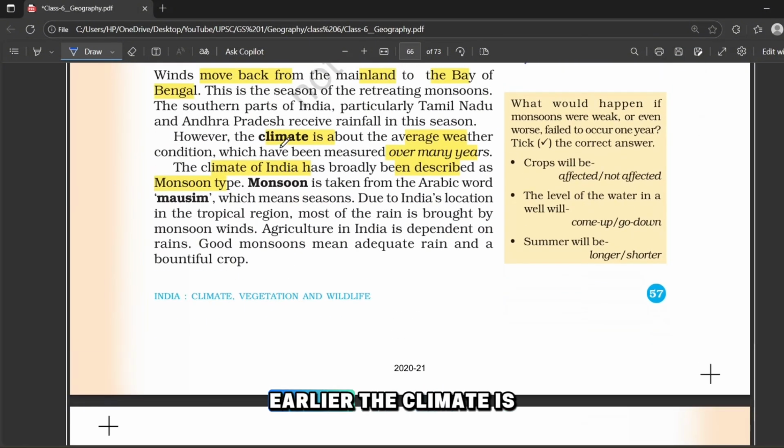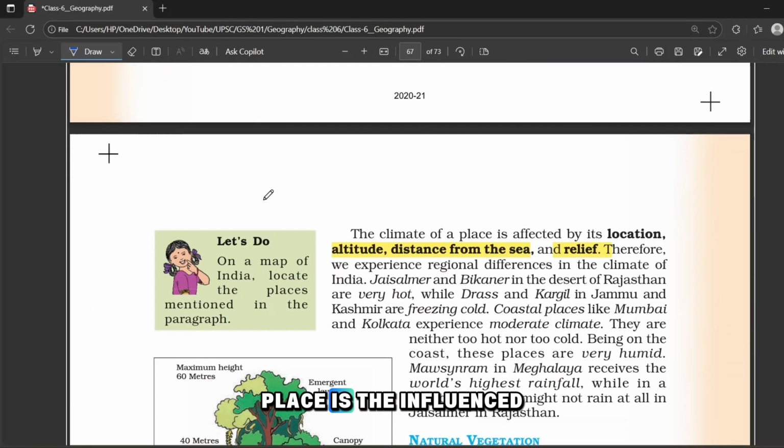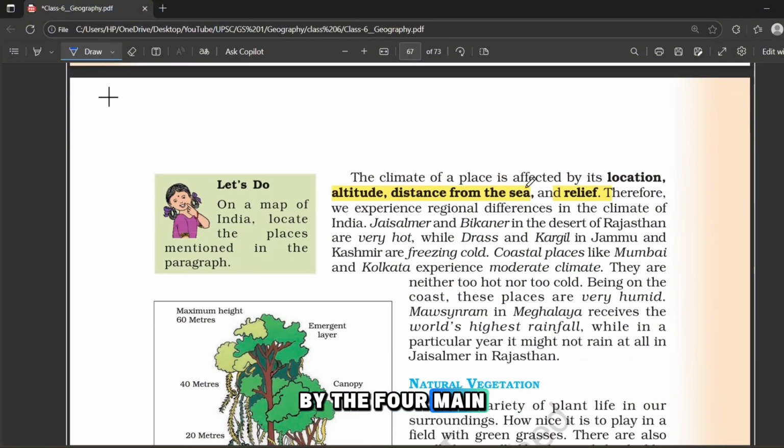As I told you earlier, the climate is the average weather of a place over a long period of time. The climate of India is broadly described as monsoon type. The climate of a place is influenced by four main factors, that is the location, altitude, distance from the sea and relief. First one, the location. The climate is permanent in nature, like deserts are always hot and Ladakh is always cold. For example, in Rajasthan, the Thar desert is far away from the sea. Also, the Himalayan mountains block the rain-bearing winds from reaching this region. That is why the desert climate developed here.